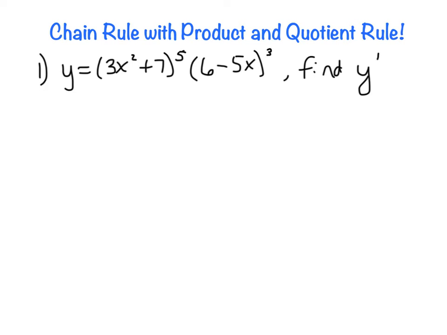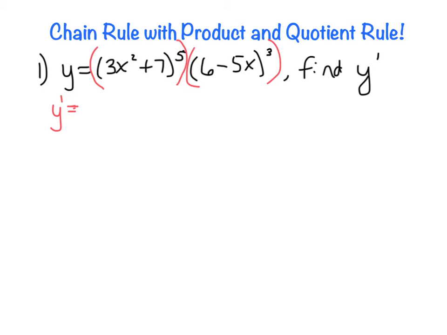Okay, so what we're looking at here is we have the product of two terms that both require the chain rule. So you can see this first term here, okay, 3x squared plus 7 to the 5th will require the chain rule, and then we have 6 minus 5x to the 3rd that will require the chain rule, and those are multiplying. So as we go through and do y prime, okay, you're going to want to write small, we're going to definitely have to use the product rule and within the product rule, the chain rule. Okay, so let's get started here.